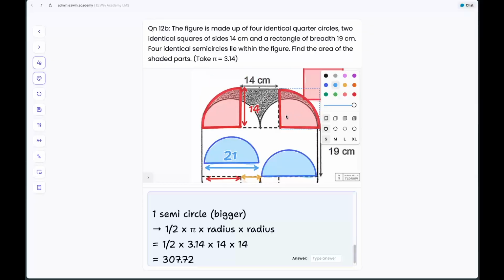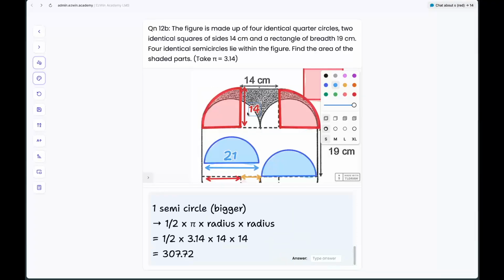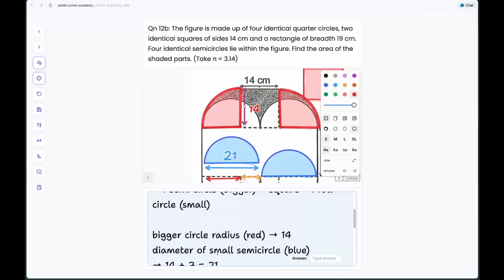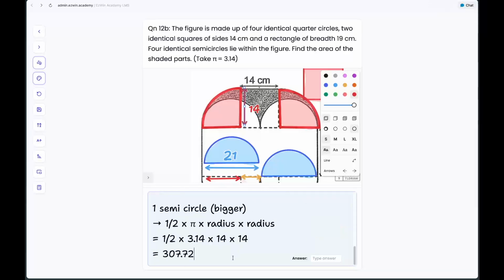So now with that, we can find one semicircle, the bigger one in red. Basically half times pi times radius times radius. So we know the radius of the big semicircle is 14. This will give us 307.72.